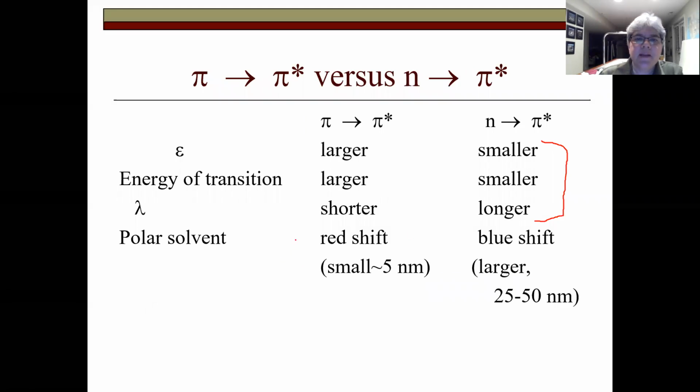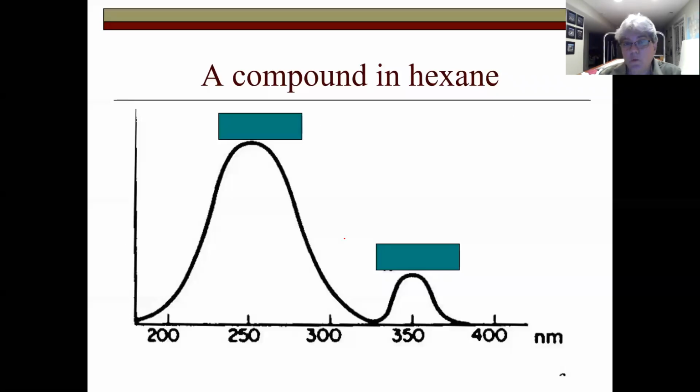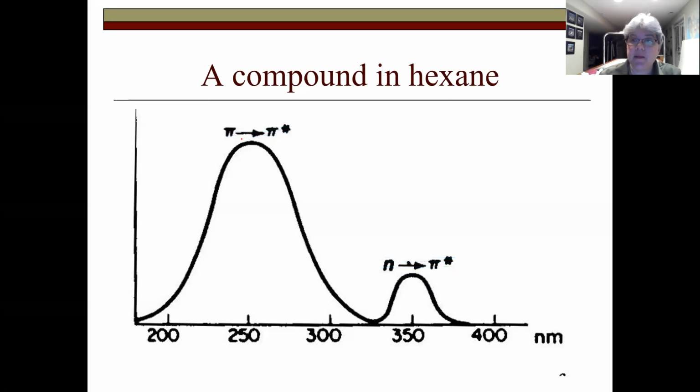Well, remember, pi to pi star has larger molar absorptivity. That means the peak should be higher. Larger energy, shorter wavelength. So we would guess that this first peak should be pi to pi star. It's higher intensity, shorter wavelength. And this one should be N to pi star. But remember I said that those are usually true, but not always.